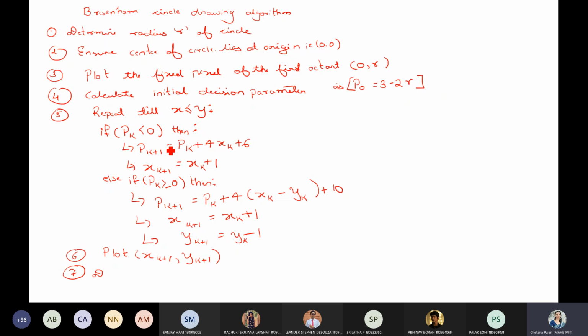Just see how we did the derivation for that. Replace it with that value. So the next step is you are going to determine and plot symmetric points in the other octants. We have calculated the points in the other octants based on the points calculated from the first octant. We have done that for the midpoint circle drawing algorithm. The same thing applies here.